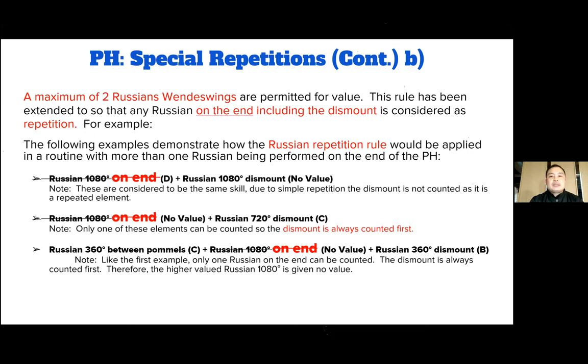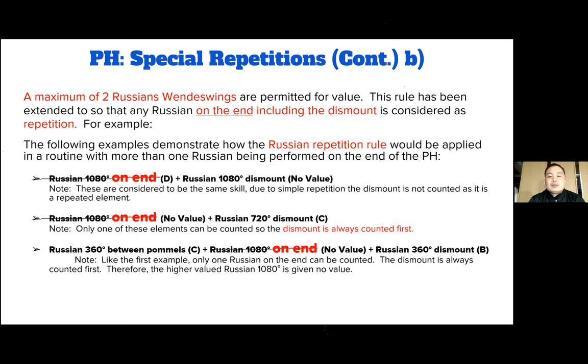Special repetition: a maximum of two Russian wind swings are permitted for value. This rule has been extended so that any Russian on the ends, including the dismount, is considered as a repetition. But we will double check also this special repetition. So after the FIG judges online course, we will double check this.